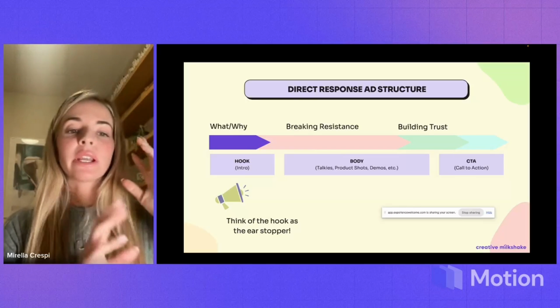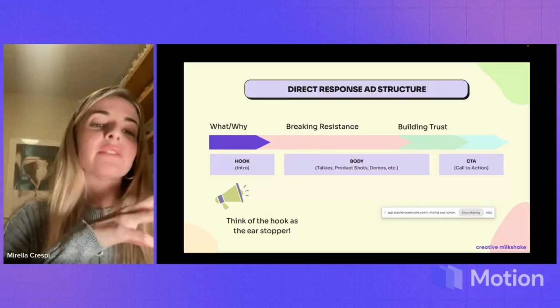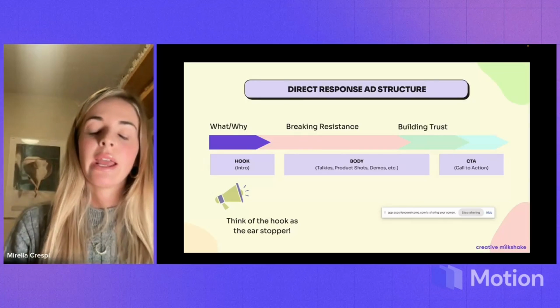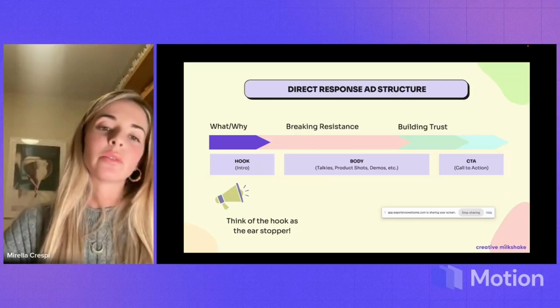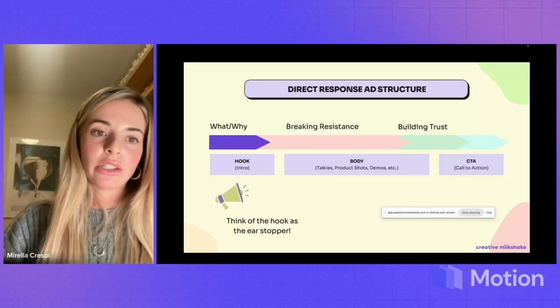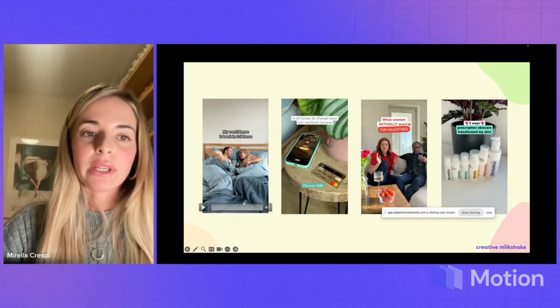And try to create an audio hook for every single one of your creatives. And adding in sound effects throughout the body of the ad is another way of making our creative more engaging. So I'll play some examples.